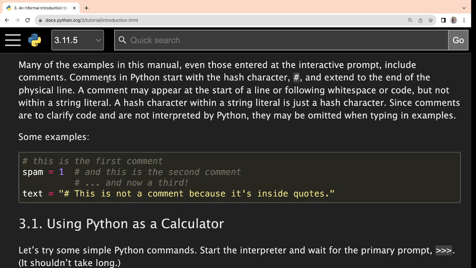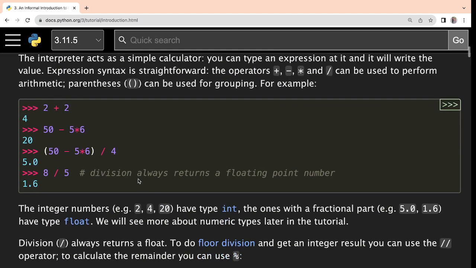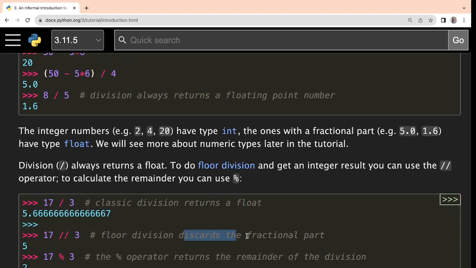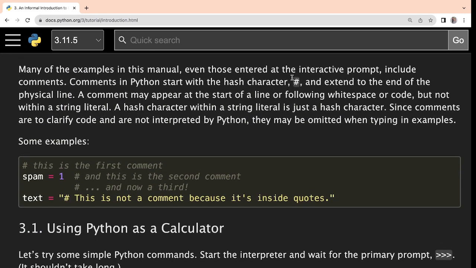Many of the examples in this manual, even those entered at the interactive prompt, include comments. In all the example boxes, everywhere some comments are written. So what are comments? Comments in Python start with a hash character and extend to the end of the physical line. If a command is there, like here, this entire line it will treat as the comment only.